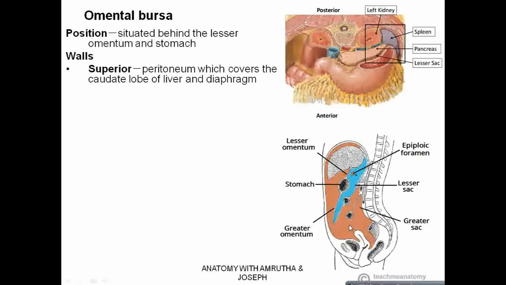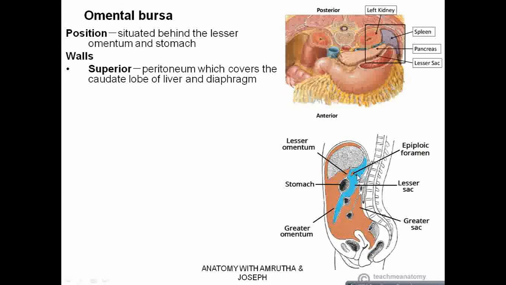This is the greater sac, whereas this area is present behind the stomach and lesser omentum, and it is very small. So this is called as lesser sac. So remember the terms: lesser sac, greater omentum, lesser omentum. Fine. Now let's see the walls of lesser sac. Lesser sac is also called omental bursa.